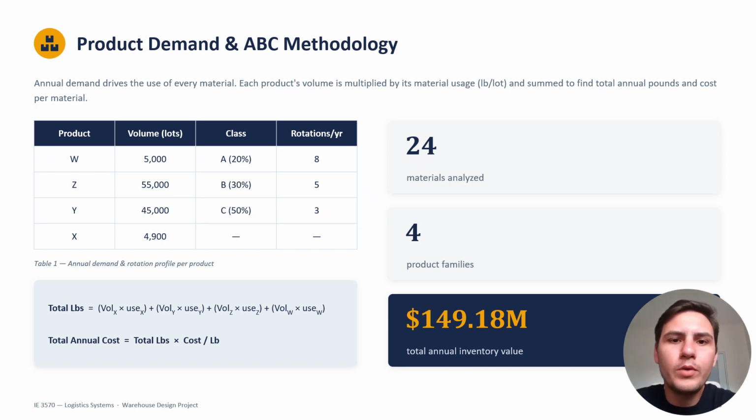So we start with annual demand for products W, C, Y, and X, each with its own rotation class and turnover rate. Multiplying volume by material usage gives us the total pounds and total cost consumed by each of the 24 materials per year.